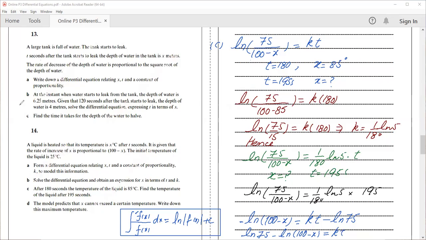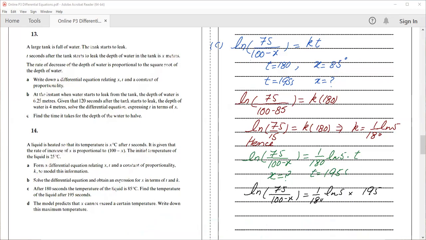That's very simple. If you want to remove the log, there must be only one log on each side. So I have 75 over 100 minus x, that becomes 195 over 180 times log natural of 5. That expression becomes the power of this one, so the log and log will be removed.